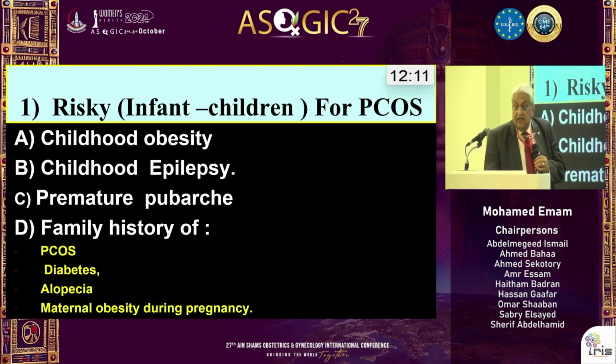The risky infants and children for polycystic ovarian syndrome: you should know that infants and children are at high risk of occurrence of polycystic syndrome among the following categories: childhood obesity, premature puberty, that is, pubic hair arising before about 10 years old, and family history of the syndrome, diabetes, alopecia, and maternal obesity during pregnancy. If the mother has obesity during pregnancy, you should suspect that this infant will grow up and be at risk of polycystic syndrome in adolescence.